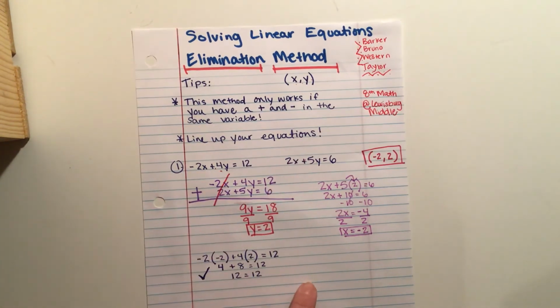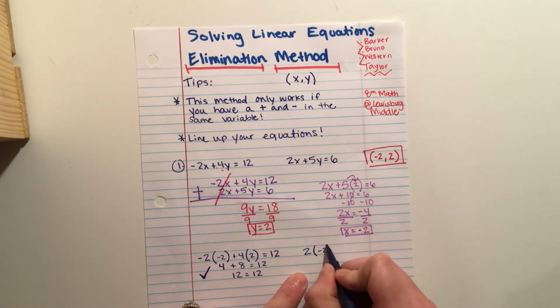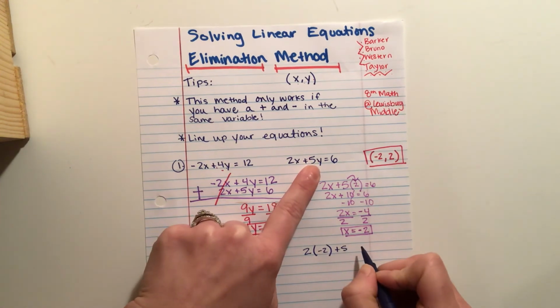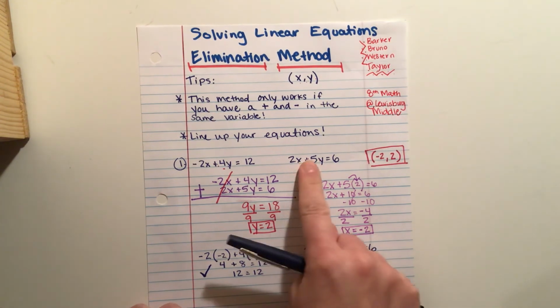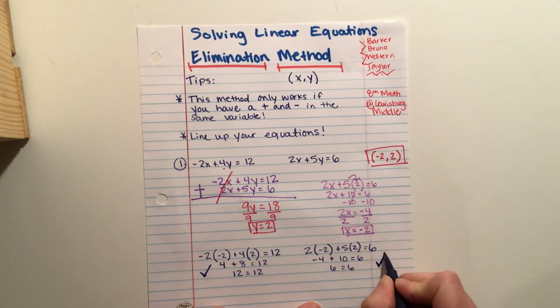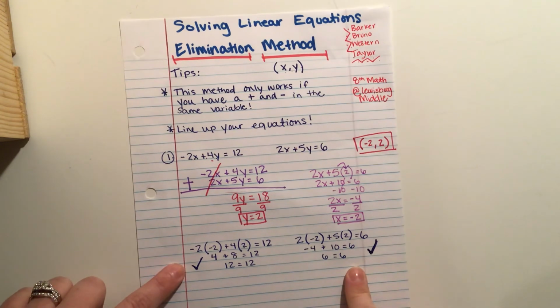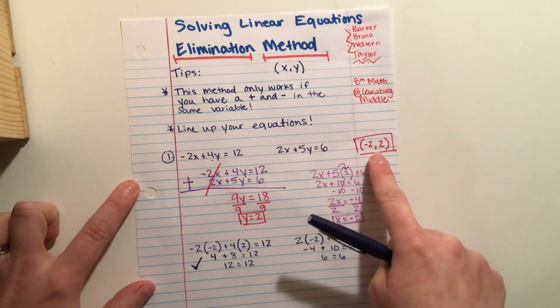Let's try our second equation. 2 times, well, what was our x? Negative 2, plus 5 times y, well, our y was 2, so times 2 equals 6. Now, if this works out and equals 6, we are correct. 2 times negative 2 is negative 4, plus 5 times 2 is 10, equals 6. Negative 4 plus 10 is 6. Does 6 equal 6? Yes. So this is us checking our work. Our actual answer to this system of equations is negative 2, comma 2.